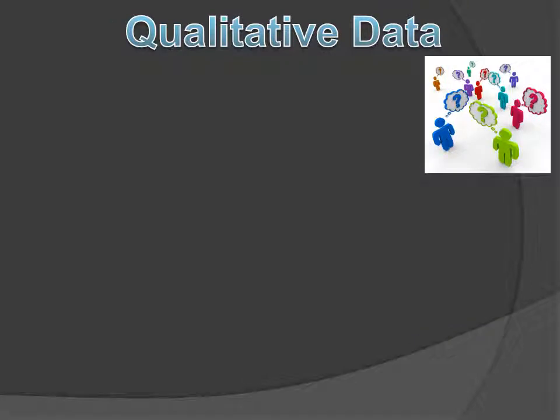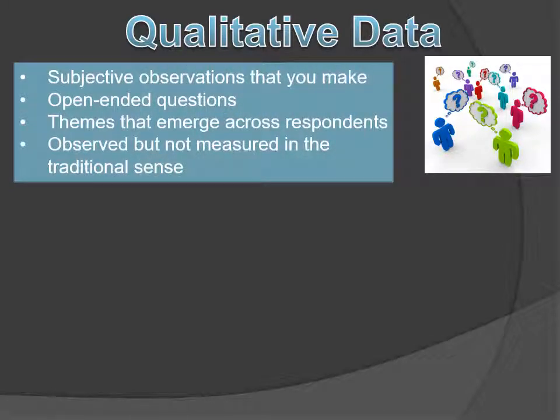Qualitative data, by contrast, is more subjective, whereas quantitative data is objective. You have a measurement. It should be true across people. Qualitative is going to be more subjective. Observations you make after talking with people or observing them, or however you gather your data.